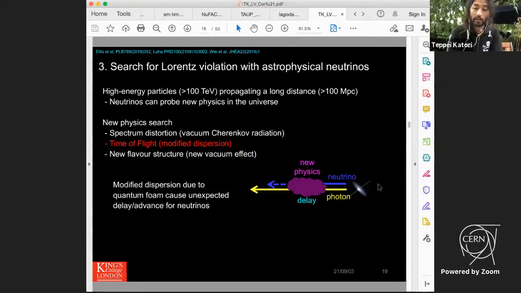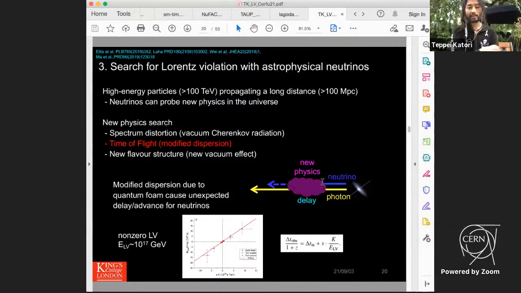The time of flight. So if you have a known source of neutrinos and photons, like an astrophysical object, by looking at their arrival time difference, you can look for some new physics effect by the delay, or sometimes advance, because of this new physics.